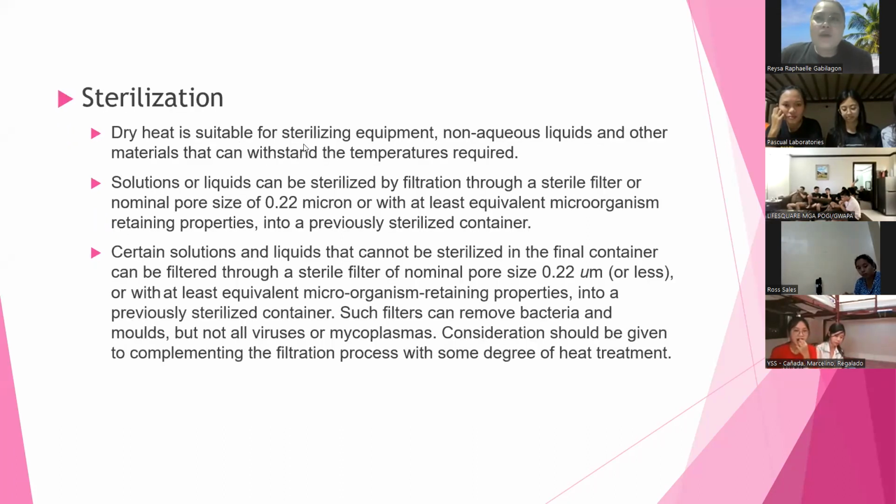Okay? Now, sterilization. There are products that need to be sterilized, especially our parenterals, which are also liquids. And then we have different types of sterilization methods. We have dry heat. An example of dry heat sterilization is the use of the oven. Okay? So, the oven is dry heat sterilization. It can be used for sterilizing equipment or even non-aqueous liquids that can withstand the temperature required, because the oven is hot.